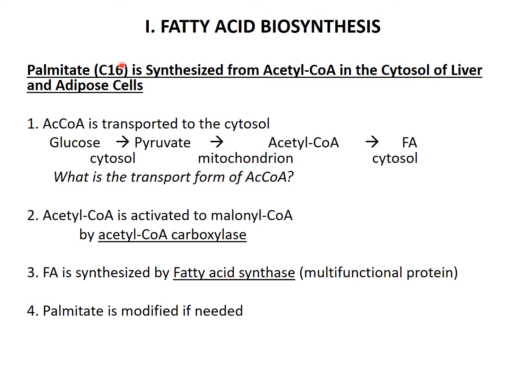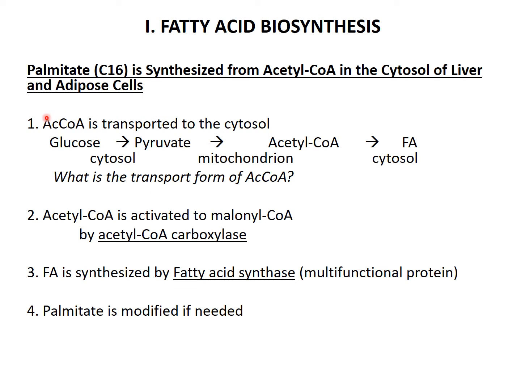Generally, we synthesize palmitic acid, which is C16, which can then be elongated to longer carbon chains. It can be modified. It can be desaturated for unsaturated fatty acids. It can be further modified with branches, with hydroxylation, etc. So I will focus on the synthesis of palmitic acid, C16. So what are the main steps, which I will talk about later?